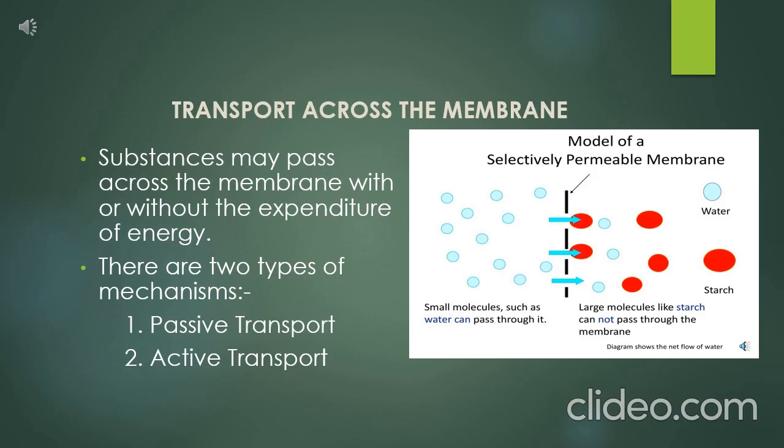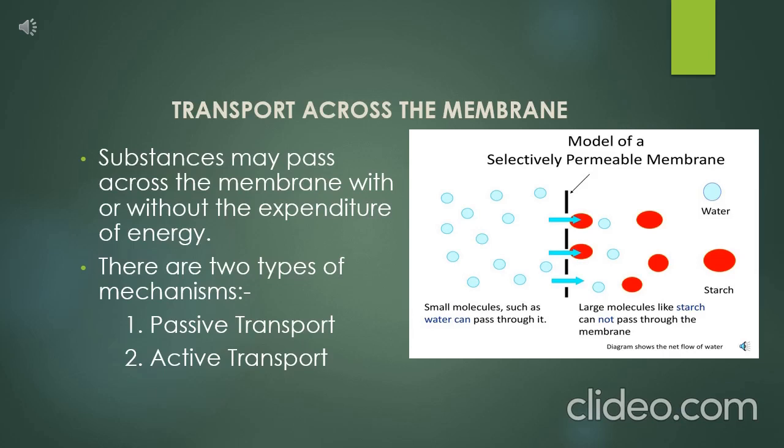See here in this picture, this is a model of a selectively permeable membrane. See the blue molecules, these are small, such as water, they can pass through that semi-permeable membrane, but larger molecules like starch cannot pass through that membrane. So it makes it a semi-permeable membrane.